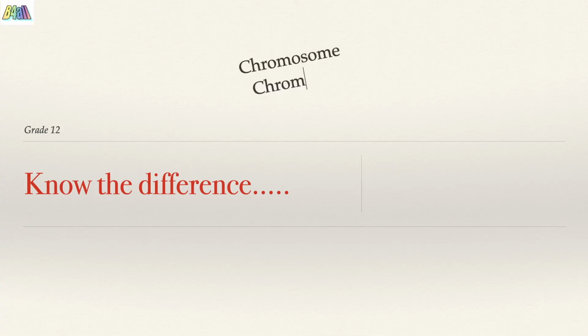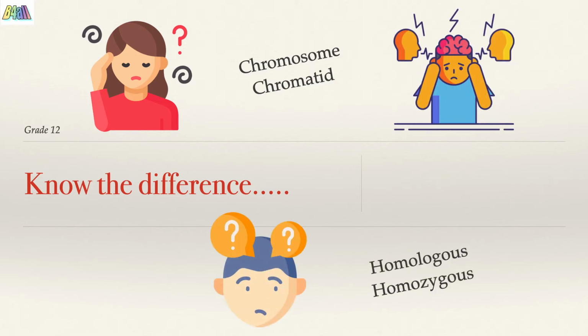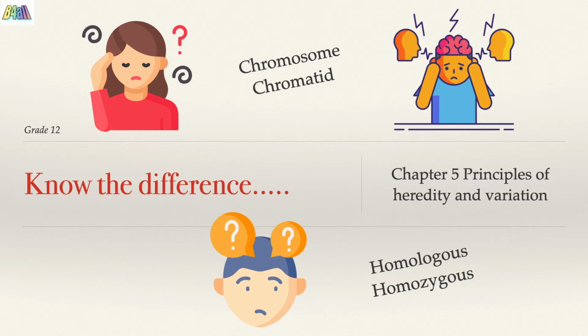Know the difference. This is a video series created to clear the differences between similar sounding terms for grade 12 students. There are certain terms that are confusing as they sound similar or almost have similar meanings. In this video, I will be explaining such terms from Chapter 5, Principles of Inheritance and Variation. So, let us look at the first set of terms, heredity and variation.